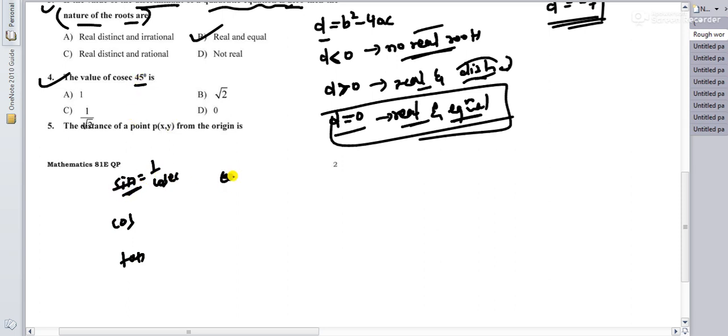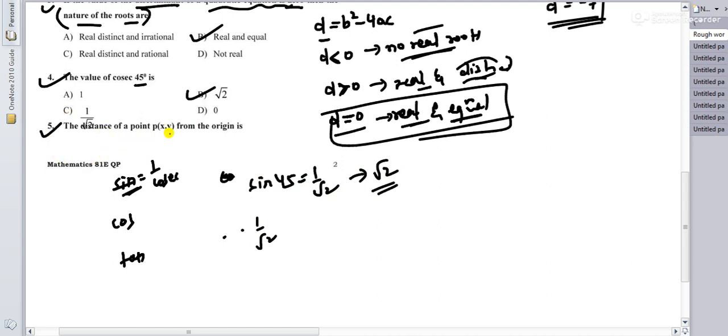How much is the value of sine 45? It is 1 by root 2, correct? Now the reciprocal of that will be cosec. So the reciprocal of 1 by root 2 is root 2. So the answer is option number B. Understood?